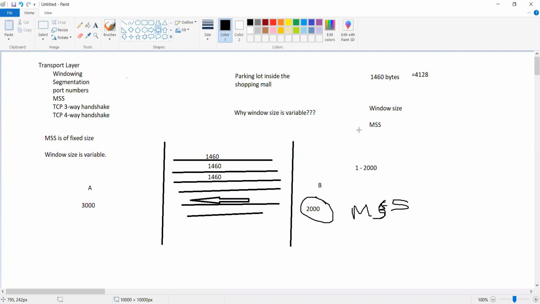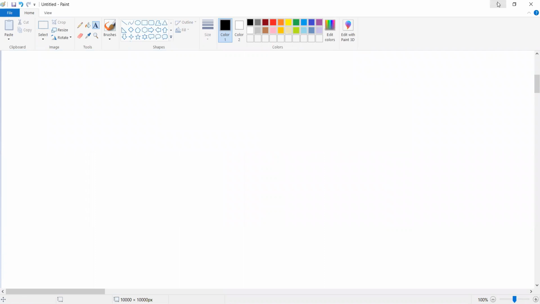So why is window size variable? Because you can take the example of the parking lot. Between 1 and 2000, it may vary to any number in this range. Initially they exchange that this is my space, but depending on the data exchange, the space will be variable. But in case of MSS, it's not like that. It's a fixed-size division of data bytes. So this was the thing regarding MSS. Now, let's see what the TCP header is.